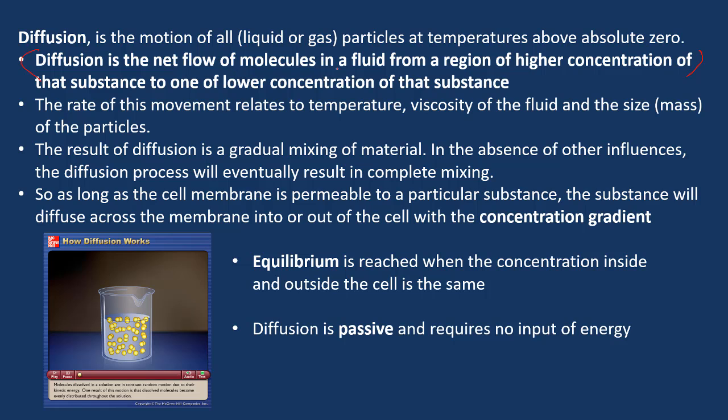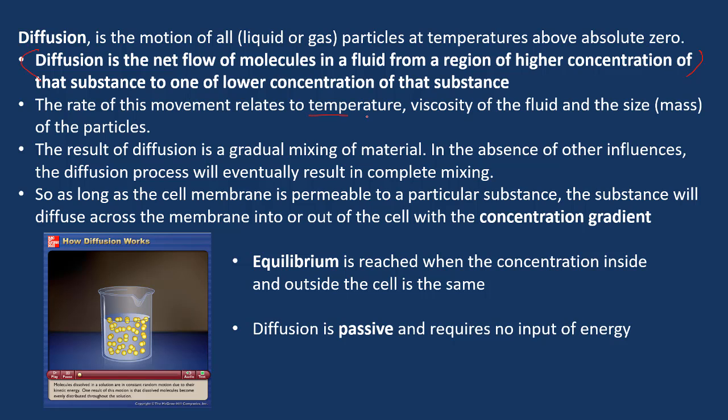Diffusion is the net flow of molecules in a fluid from a region of higher concentration of that substance to one of lower concentration of that substance. So if it's a diffusion of salt, that means there's a high concentration of salt on one side and a lower concentration on the other side. And so we have a movement from one side to the other. The rate of that movement relates to temperature, viscosity of the fluid, and the size of the particles.